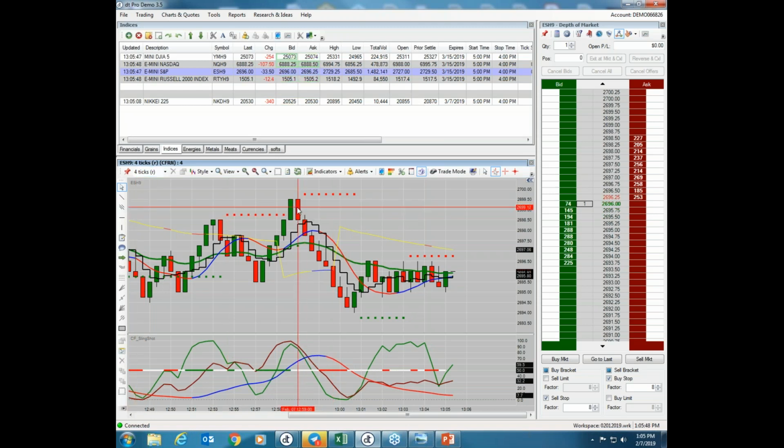Now, something about the 4-tick range: the height of each candle is 4 ticks in height. Some look bigger, some look smaller, but in the end, they're all the same height. Well, why use this?